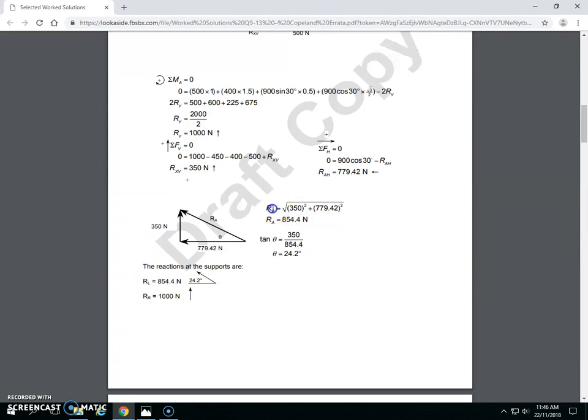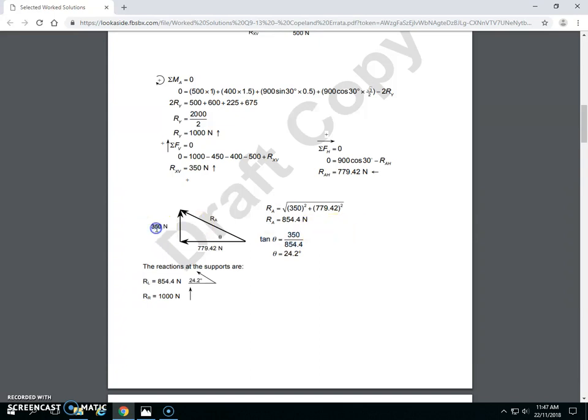Ra becomes Rx. So what we've got here is the two components, 350 and 779. We square those numbers, and we take the square root of the sum. What we're going to get is 854. And then we have to find the angle. Now, I don't like the way that he does the working out here. I'd rather he says tan inverse, or tan theta equals, brackets, the opposite over adjacent.